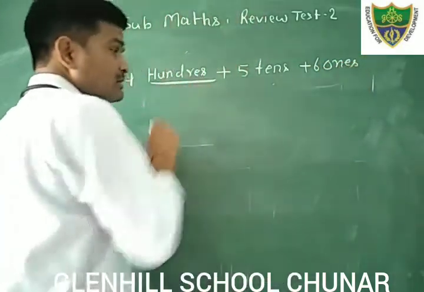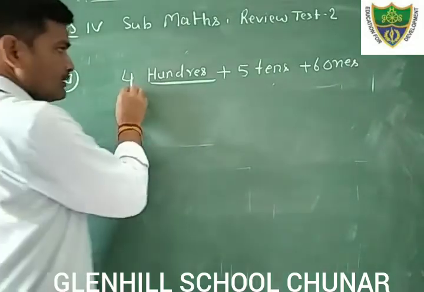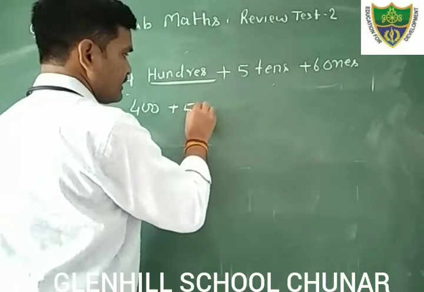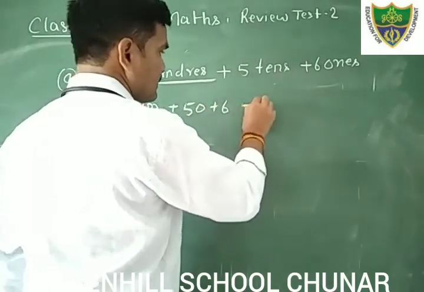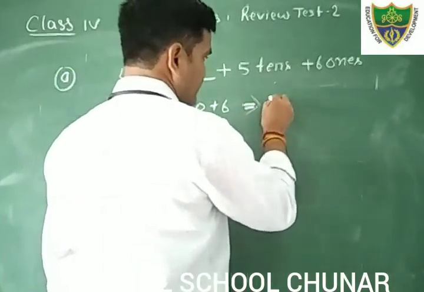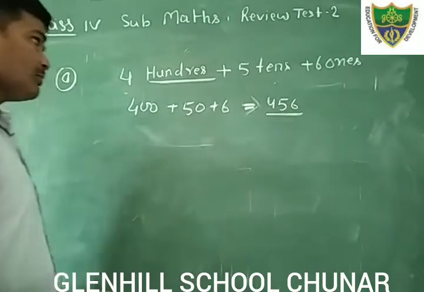So which number is represented by this picture? That is A. 400 plus 50 plus 6. When you combine it, you will get 456.